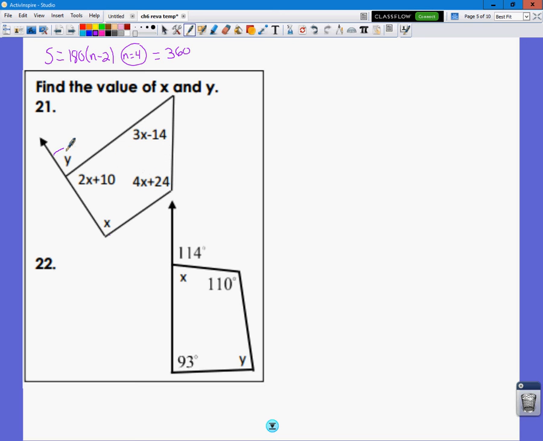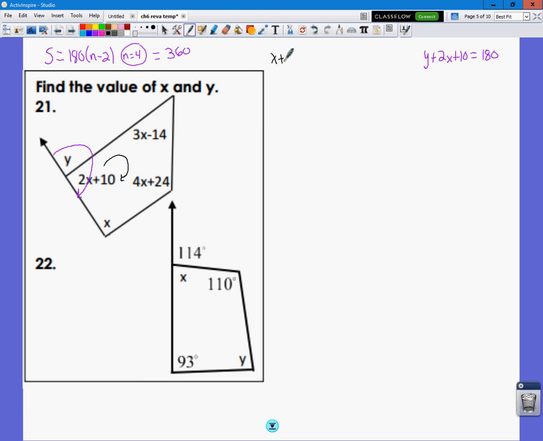If I take a look, these two angles should add up to 180. So I could have this, y plus 2x plus 10 equals 180. But if I did this first, I'd have both an x and a y. If I go around the inside, all of these should add up to 360.